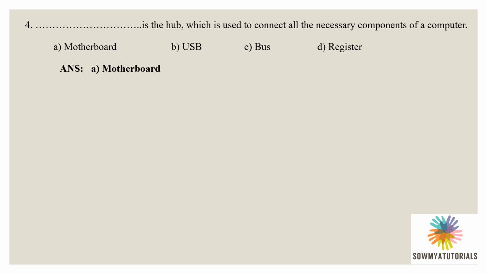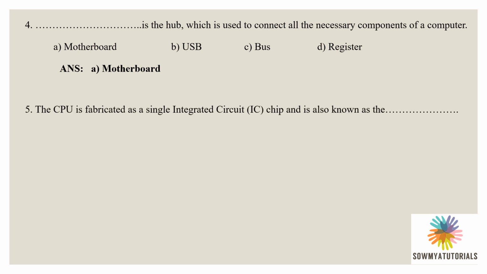In question number 4, the correct answer is motherboard. The motherboard is used to connect all the necessary components of a computer. Then question number 5: the CPU is fabricated as a single integrated circuit chip, and it is also known as what? The options are A, monitor; B, RAM; C, microprocessor; D, SDRAM.